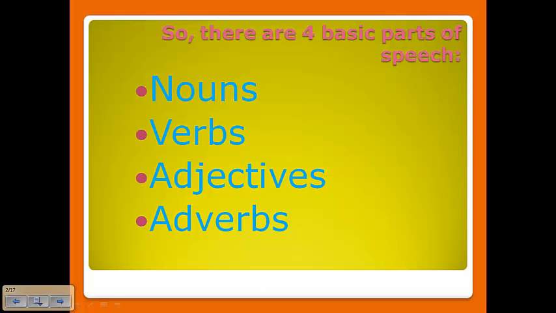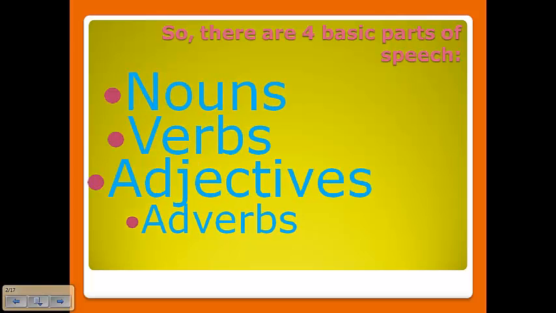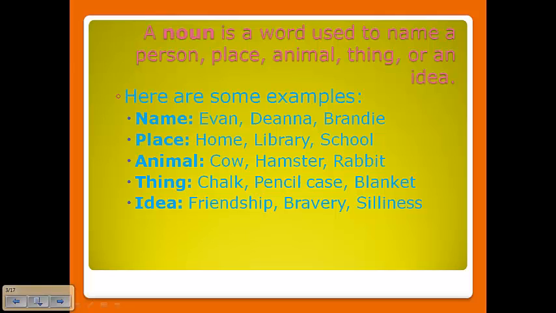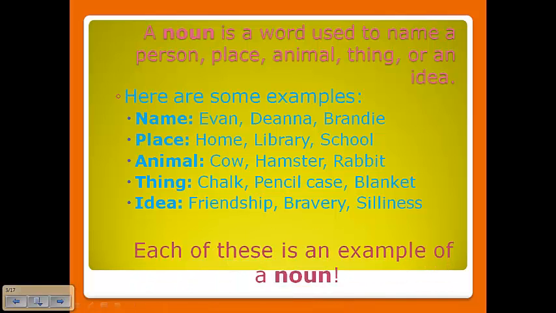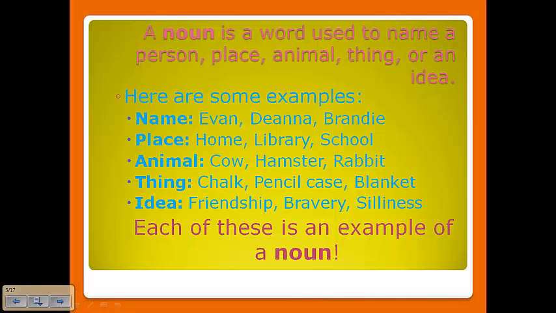So, there are four basic parts of speech: nouns, verbs, adjectives, and adverbs. A noun is a word used to name a person, place, animal, thing, or an idea. Here are some examples. Evan, Deanna, and Brandy are all names. Home, library, school are places. Cow, hamster, rabbit are animals. Chalk, pencil case, blanket are things. Friendship, bravery, silliness are ideas. Each of these is an example of a noun.